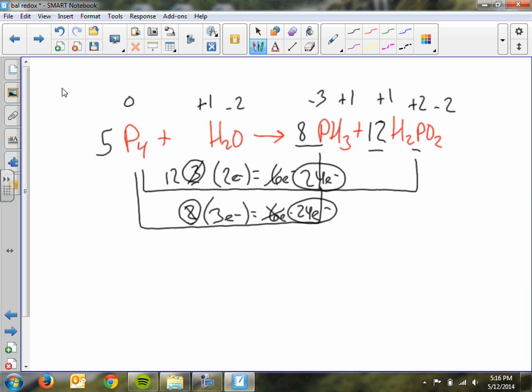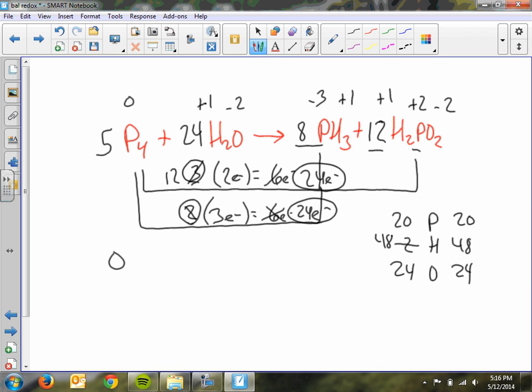Let's go ahead and just double check everything. I've got phosphorus, hydrogen, and oxygen. On the left, there are 20 phosphorus. And on the right, there's 8 plus 12, which is 20. On the left, I currently have 2 hydrogen. And on the right, I have 24 plus 24, which is 48. So to balance that, I'm going to have to put a coefficient of 24 here. That gives me 48 hydrogen. But it now gives me 24 oxygen. On the right side, I have 12 times 2, which is 24. So that actually worked out okay.